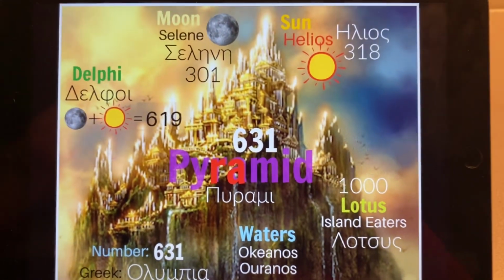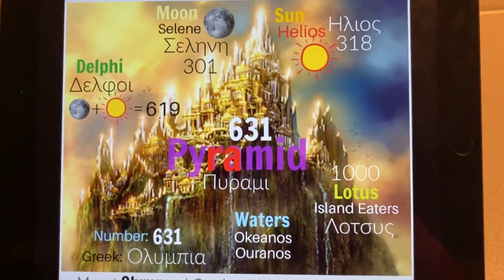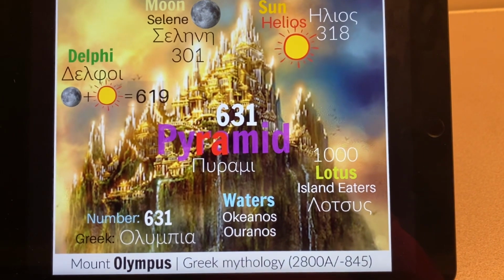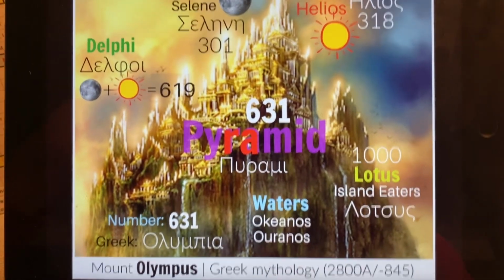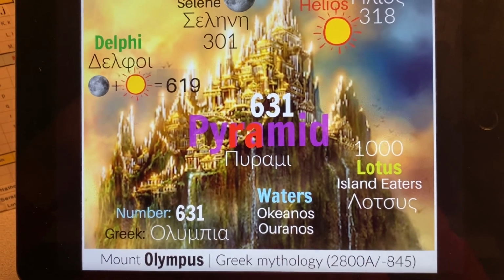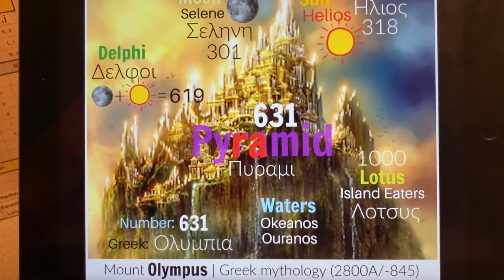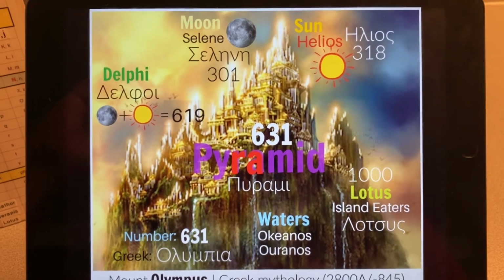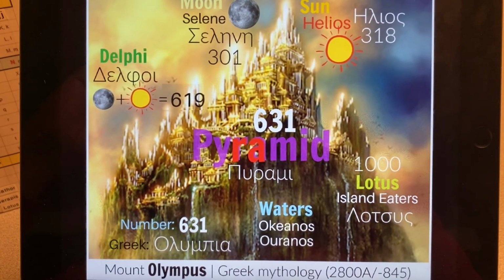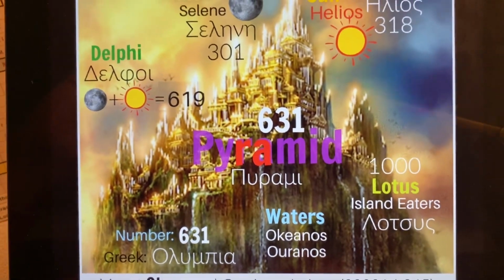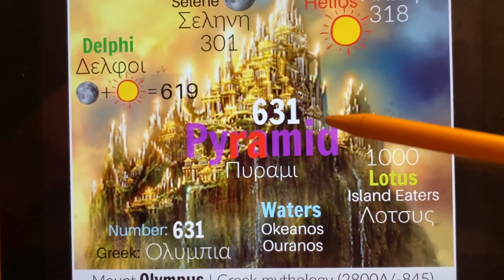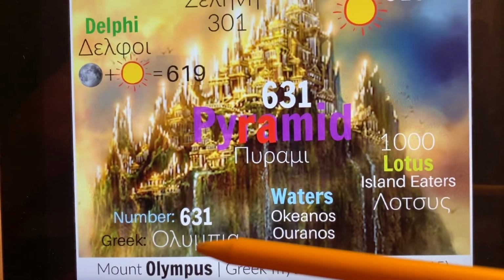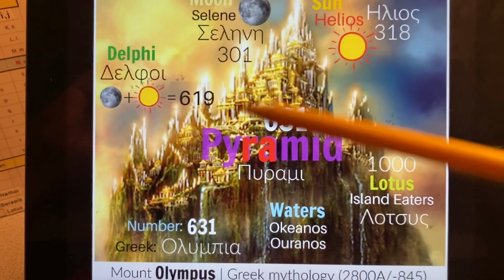This got copied over into Greek mythology, or the Greeks. When they absorbed or began to use the Egyptian alphabet, by repercussion they adopted their religious system according to alphanumerics, where the word pyramid became rescripted into the name Olympia, which also has the value of 631. So Mount Olympia became the Greek pyramid, and here's a visual picture of this.